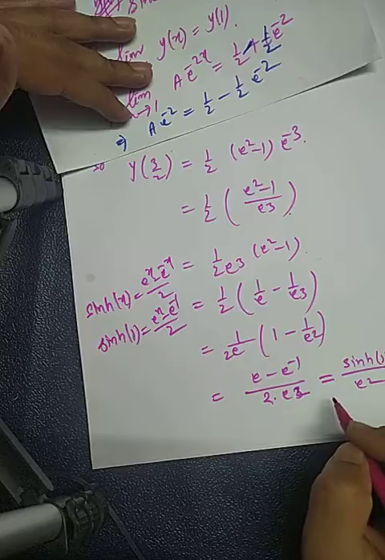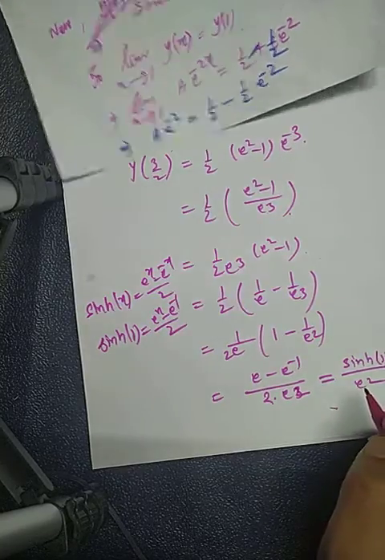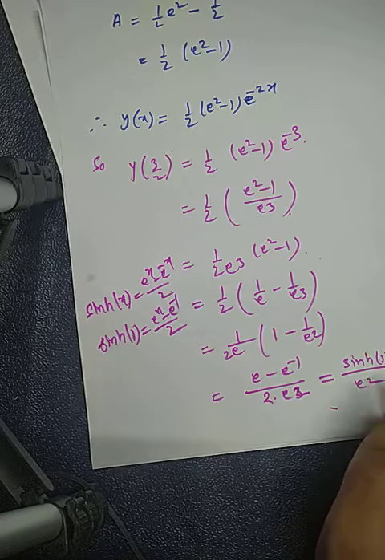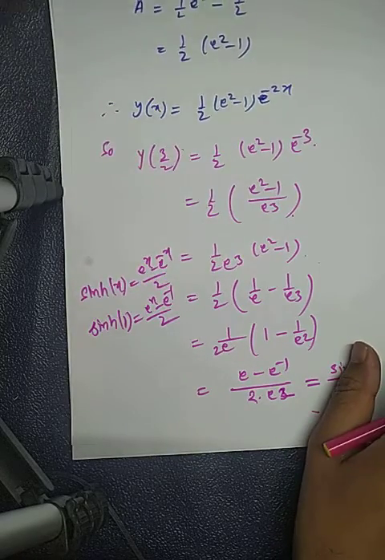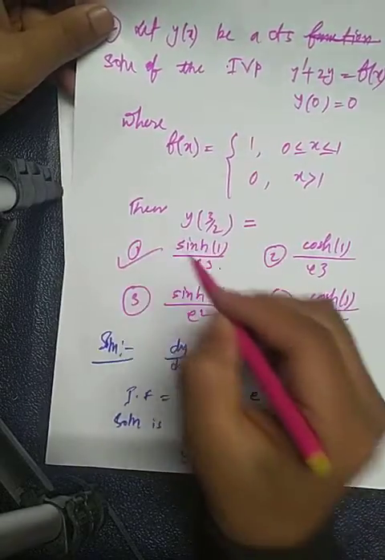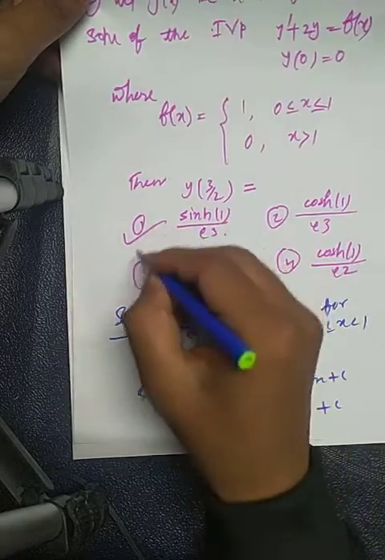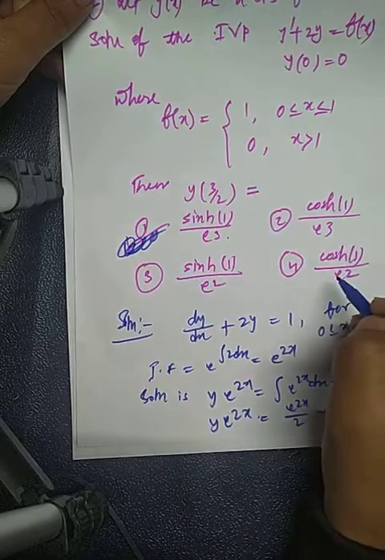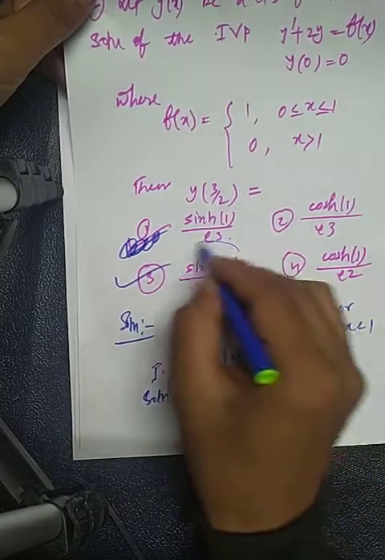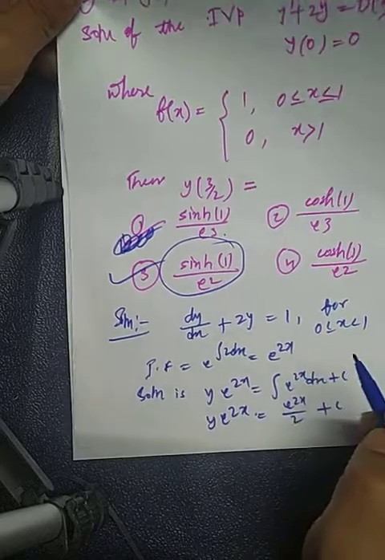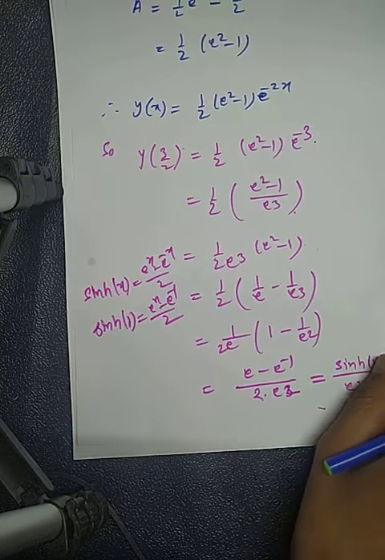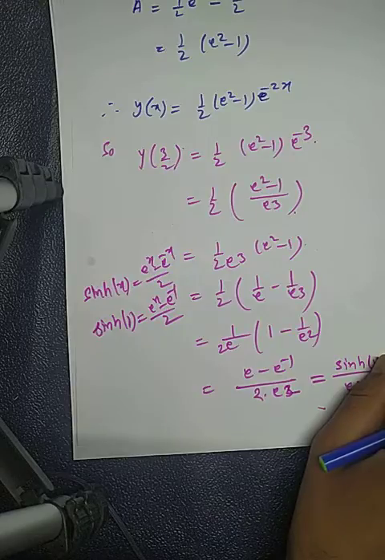So what will be the true option? The true option will be that one, because that's what is important. No, that's not important, that one is important. Sinh(1) by e squared is the true option. So that's what is important.